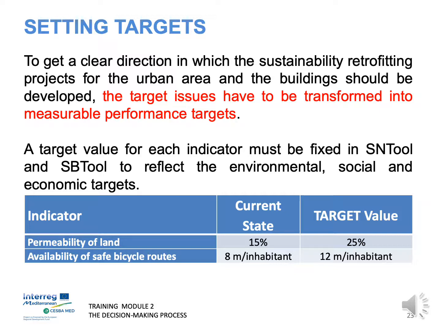So at current state it is at 15% and we set a target for 25%. Another example would be the availability of safe bicycle routes. For example, in this case we are given an example in which in the current state we have 8 meters per inhabitant of availability of safe bicycle route, whereas for the target value we're going to increase that by 4 meters per inhabitant such that we get a target value of 12 meters per inhabitant.